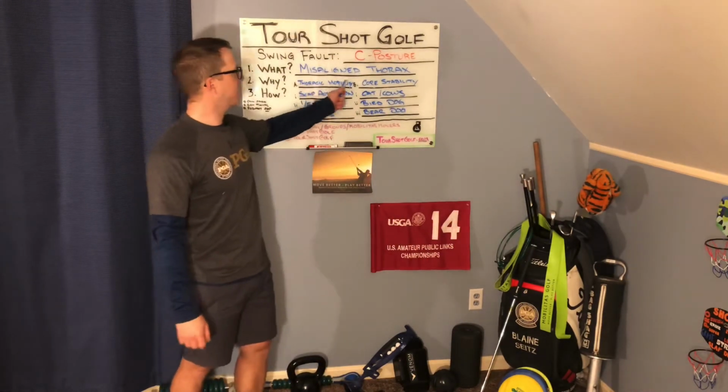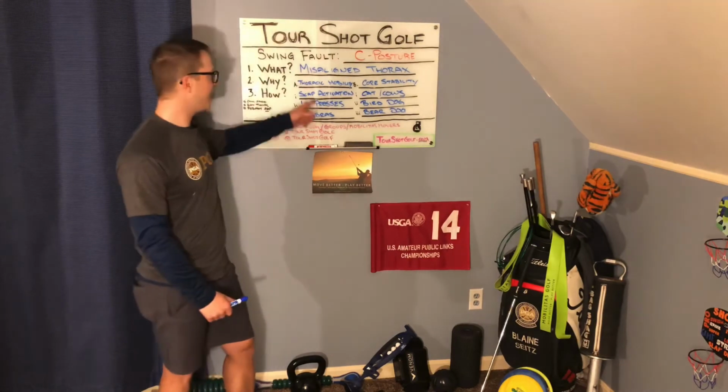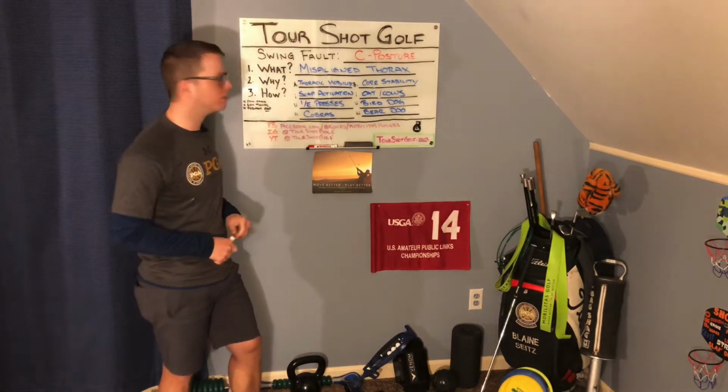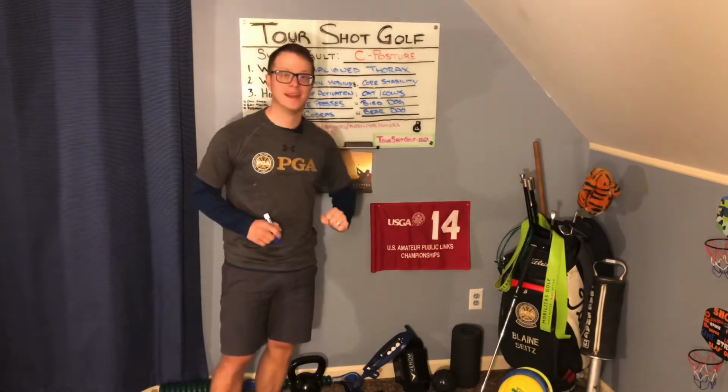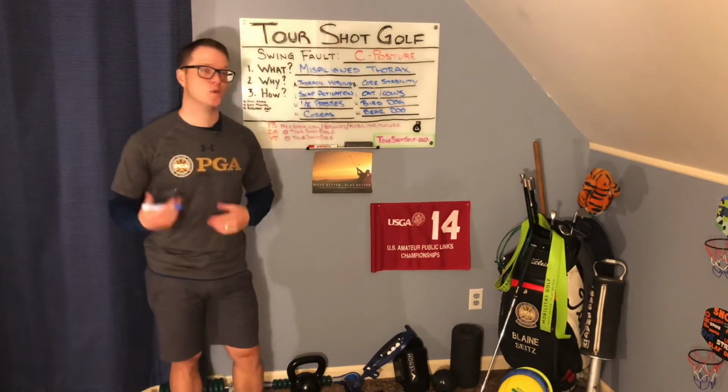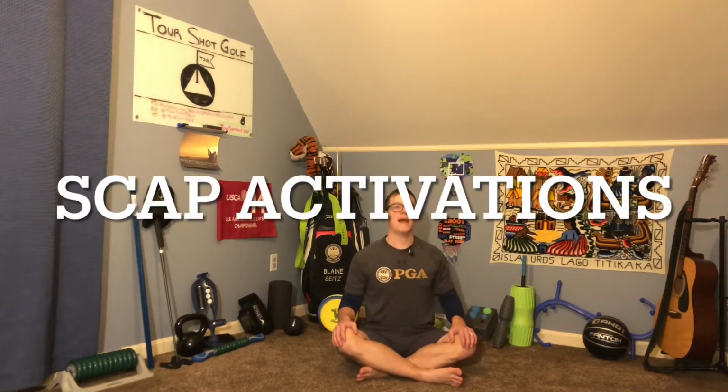So we fix that misaligned thorax by activating our scapula muscles, getting the thoracic mobility improved, and then locking the core in and allowing our shoulders and our arms and our legs to do the work that they're supposed to do. Great golfers have stable cores and strong backs, and we need to get those muscles of your back activated. So what we're going to do are some scap activations.